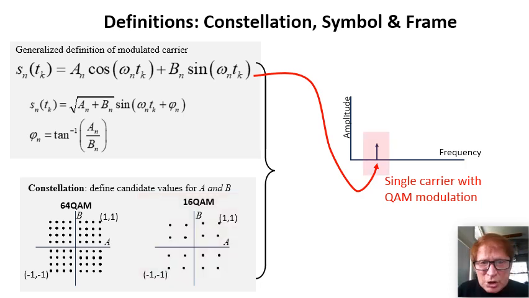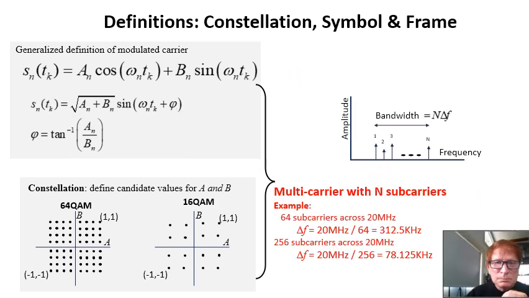On the right side, we show the single carrier representation in the frequency domain. We note here that the QAM modulation can be used with a single carrier as well as with a multi-carrier waveform. We will show our new algorithm first using the single carrier and then extend to the multi-carrier. OFDM, of course, will use multiple subcarriers, and we show that on this slide, on the right side of the slide, as multiple carriers spread across a bandwidth.